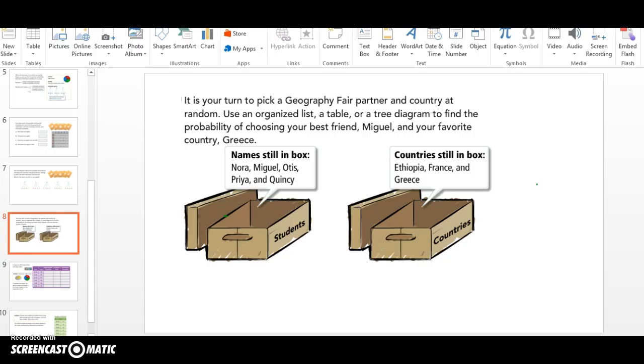Okay. So what am I going to have to create here to figure out my total number of outcomes? Yes. Either a tree diagram or a table. On this one, I think it's pretty easy to do the tree diagram because it's only 2 things. So let's create the tree diagram. So we have Nora, Miguel, Otis, Priya, and Quincy. All right, in my second branch, I can have any of those 3 countries. So all of these are going to have, and actually they made this nice, EFG.